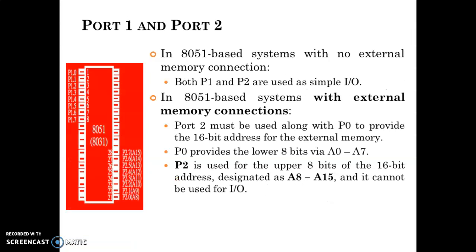Port 1 and port 2. In AT51 based systems with no external memory connection, both P1 and P2 are used as simple I/O. In AT51 based systems with external memory connections, port 2 must be used along with P0 to provide the 16-bit address for the external memory. Port 0 provides the lower 8 bits via address lines A0 to A7. Port 2 is used for the upper 8 bits of the 16-bit address, designated as A8 to A15, and it cannot be used for I/O.